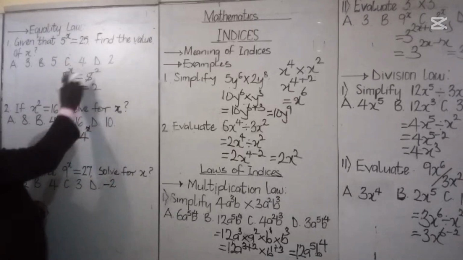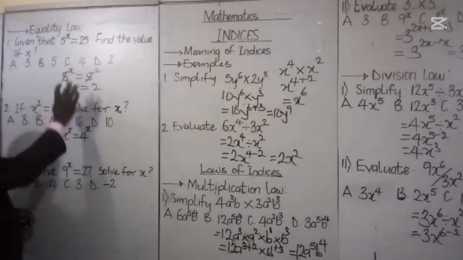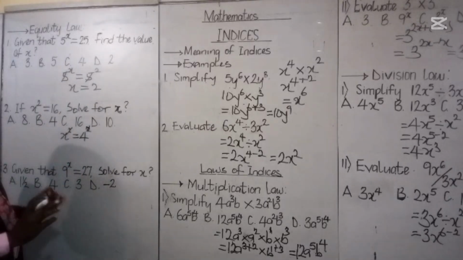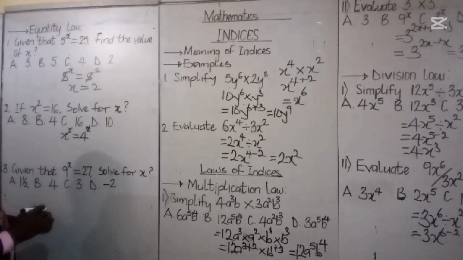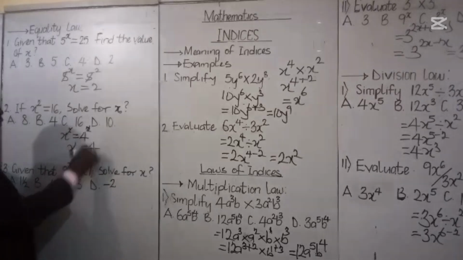In the previous example, it was the base that is formed that cancel out each other. So any of the two that is formed and similar to each other, they can cancel out each other. So the final answer here is going to be equal to 4.